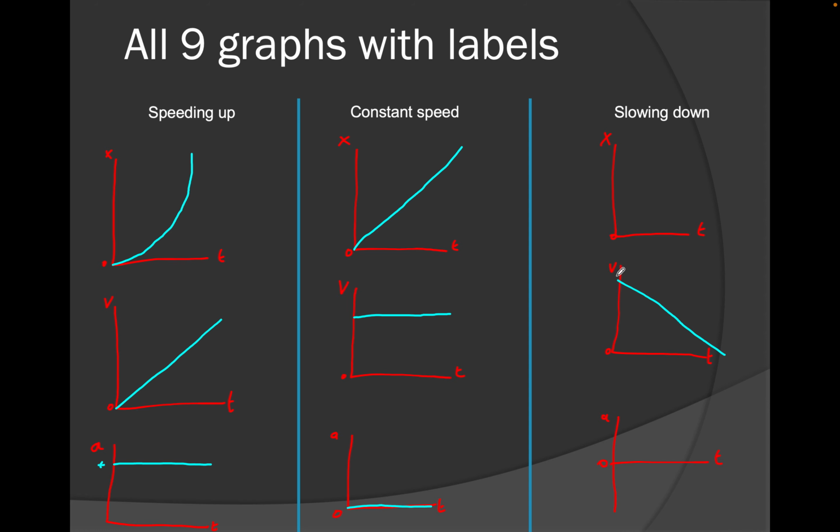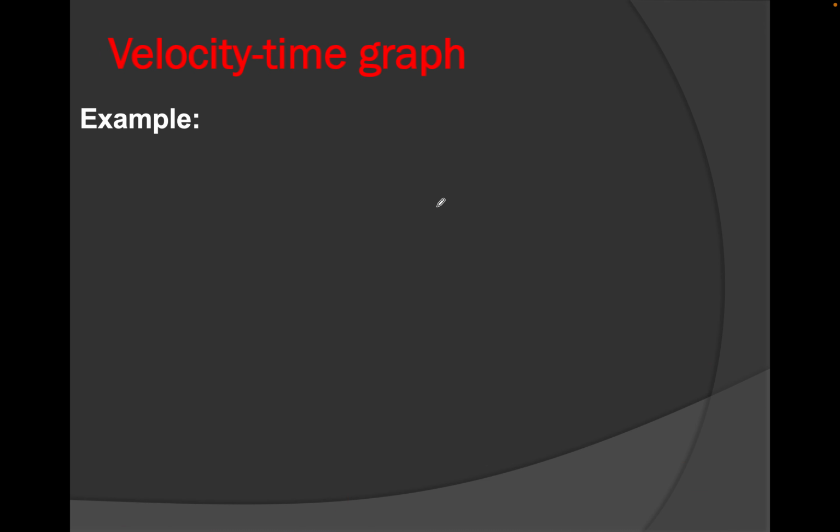Finally, slowing down. This is happening like this, and it will be the opposite of this. As I'm slowing down, it will be starting off fast and getting smaller and smaller as we go. And if this is like this, it will be a negative acceleration, so it will be on the negative side. So these are the 9 graphs that you should know about when it comes to this topic. I have them there as well.